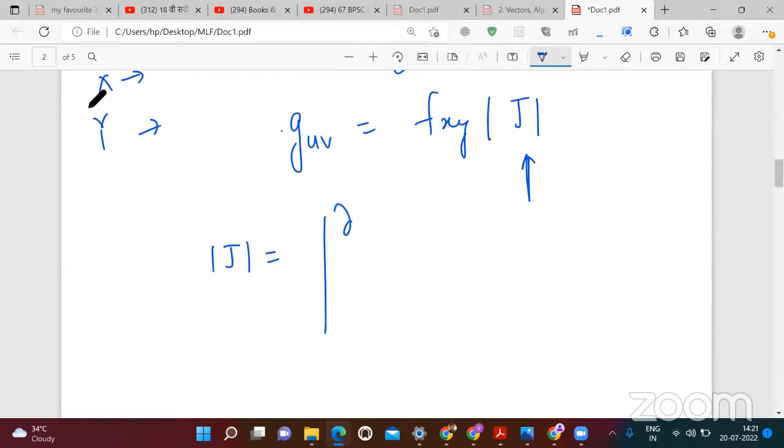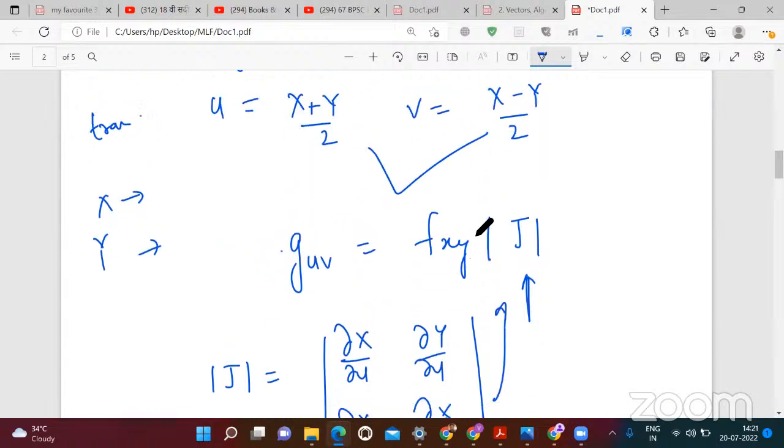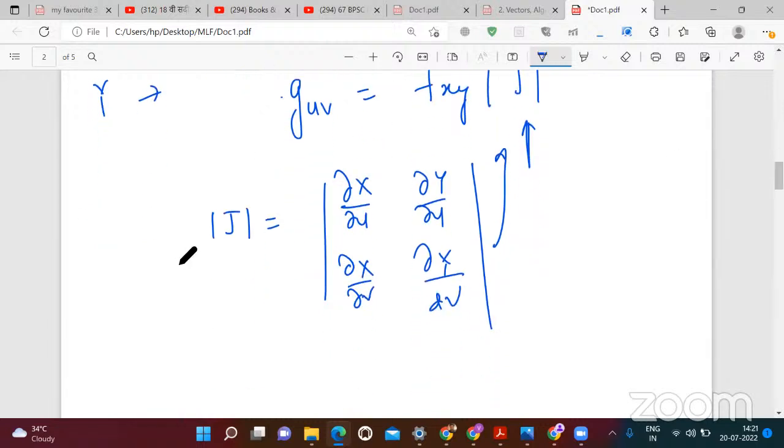The Jacobian you can write like this: dx by du and dx by dv, similarly dy by du and dy by dv. This is the Jacobian that you can calculate directly. And fxy you already have, so you just replace the values of x and y in terms of u and v, because you are writing this in the form of uv, and then you need to calculate the domain of uv.